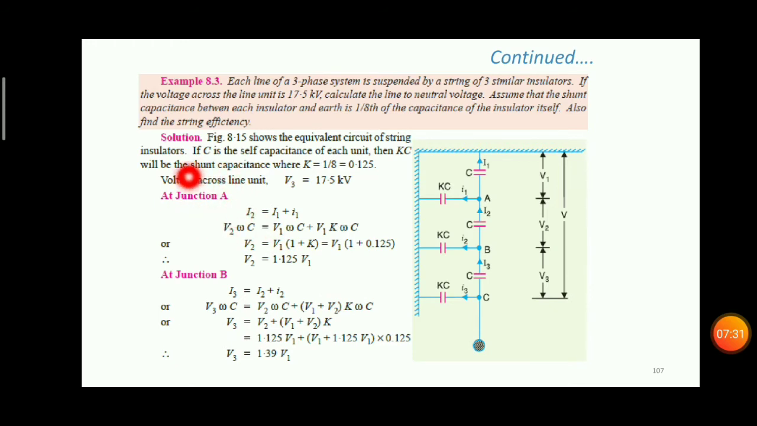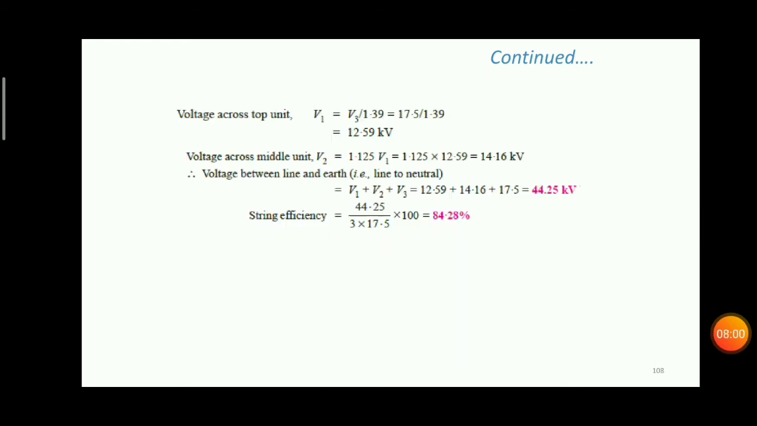First apply Kirchhoff current law at junction A. Then V2 equal to V1 into (1 plus K). Substitute the value of K and find the relation between V2 and V1. At junction B, we can apply Kirchhoff current law. Then we will get the relation between V3 and V1. V3 equal to V2 into V1 plus V2 into K. Substituting for V2, we will get V3 equal to 1.39 V1.